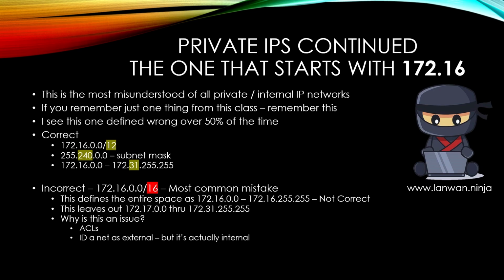Most of the time, when I see this block notated incorrectly, I see it notated as 172.16.0.0/16. And that's the problem. If you notate it like this, then you're defining the entire private IP address space as 172.16.0.0 through 172.16.255.255. And this is not correct, because what you're leaving out is 172.17.0.0 through 172.31.255.255. Well, why is this an issue? You can identify a network as external, when it's actually internal.